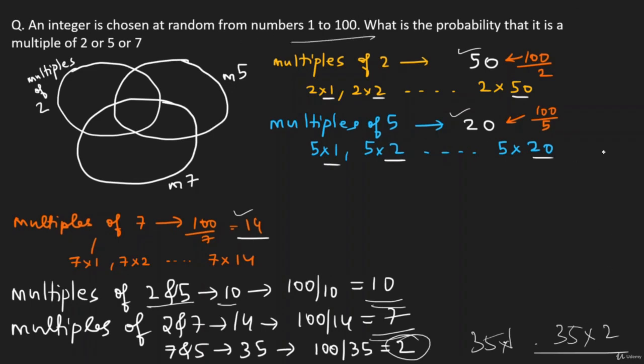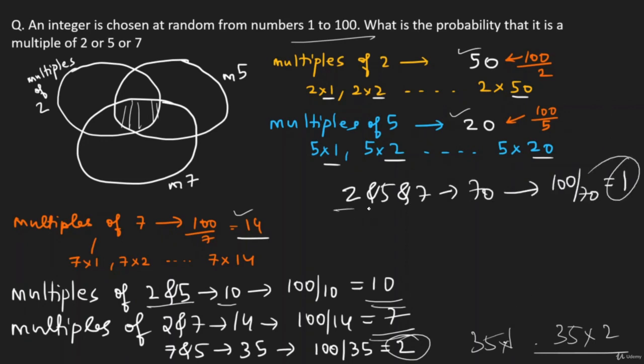Alright, what about multiples of 2, 5 and 7, which is this region over here? We will have one multiple, or one number, which is a multiple of 2, 5 and 7, right? Because we just need to find multiples of 70. So you have just 70. The next one would be 140, which is greater than 100. So we have only one number which is a multiple of 2, 5 and 7.